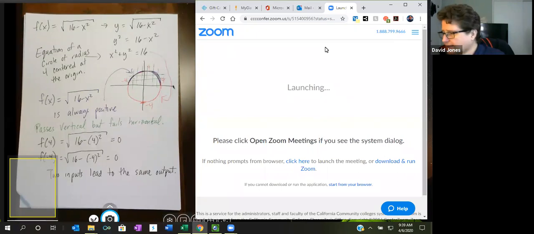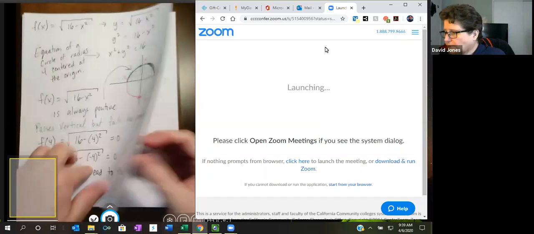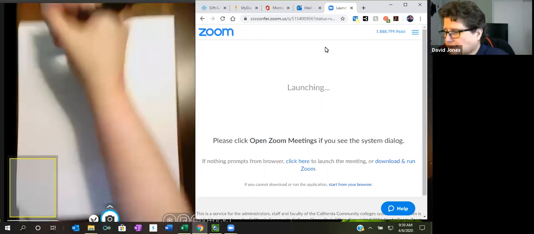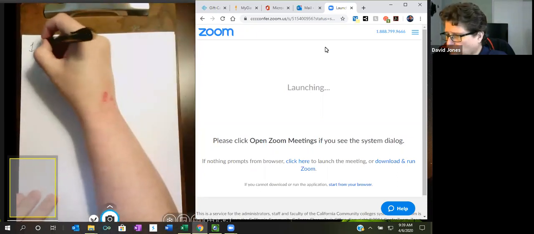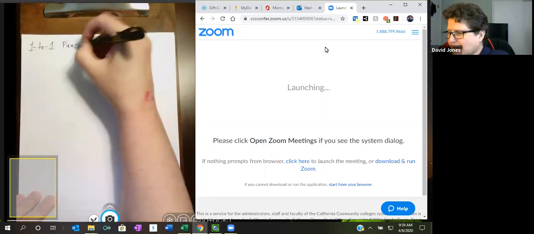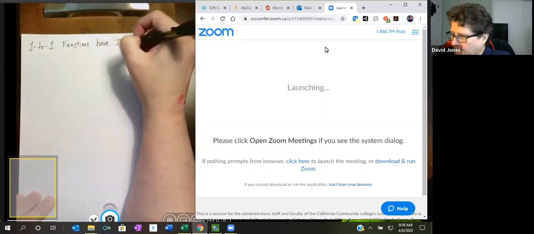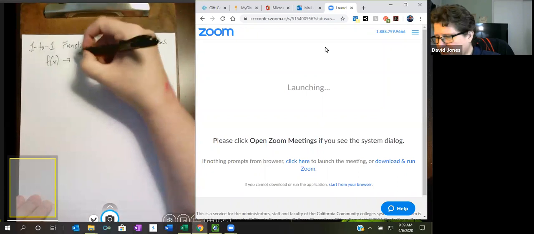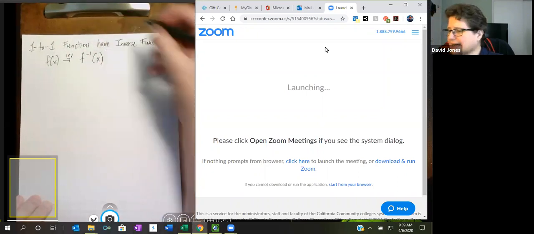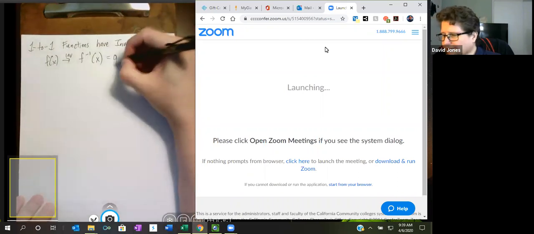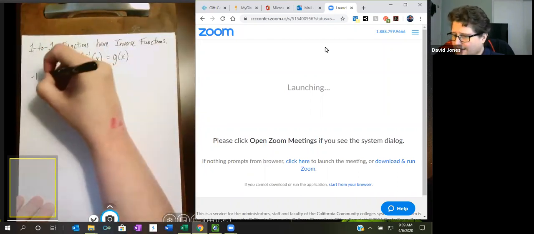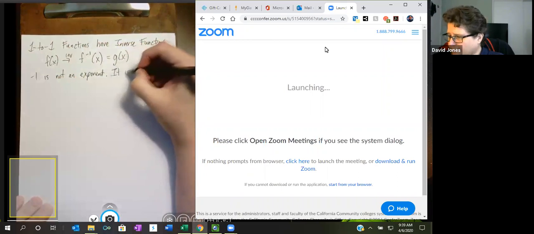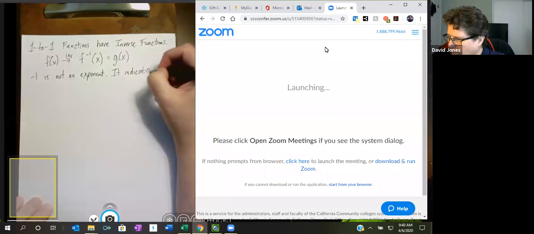Okay, let's keep going. So one-to-one functions have inverse functions. If the function is f of x, the inverse function is called f negative 1 of x, like that. And it's an entirely different function. We'll call it g of x. The negative 1 is not an exponent. Written as such, it indicates inverse. Inverse of f.